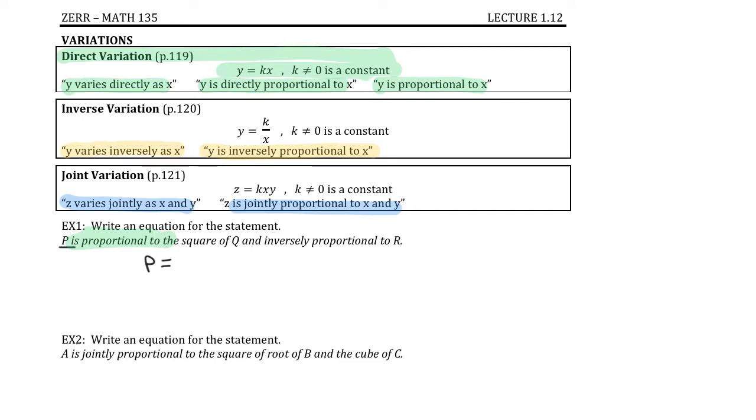Now, notice that there's a K in all of these. That is the constant of variation. So I'm always going to have a K, and then it's proportional to the square of Q, so I need to take Q and square it. Now it's saying inversely proportional to R. That tells me divide by R.